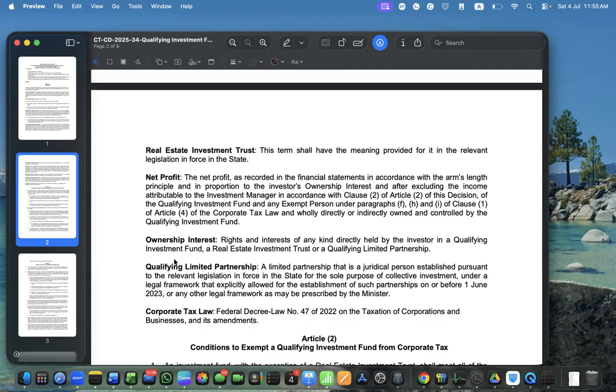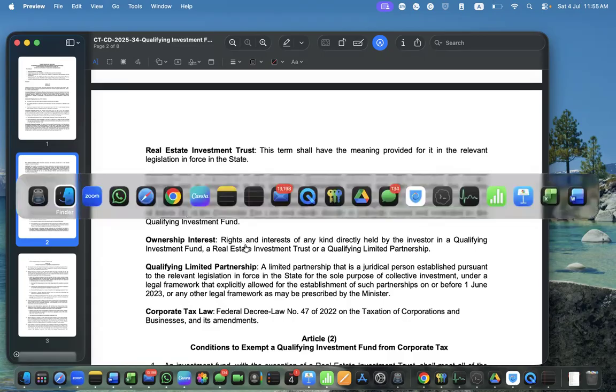Why does an investor come to an investment fund, qualifying investment fund, to invest money and get interest or profits on it, right? So that's the ownership interest. Right? Mutual funds, for example. Sir, we are going to issue you these many units from our investment fund. That's the ownership interest. Okay.